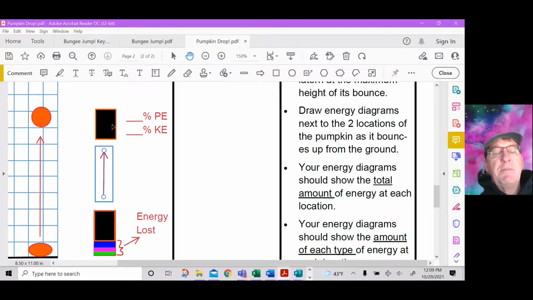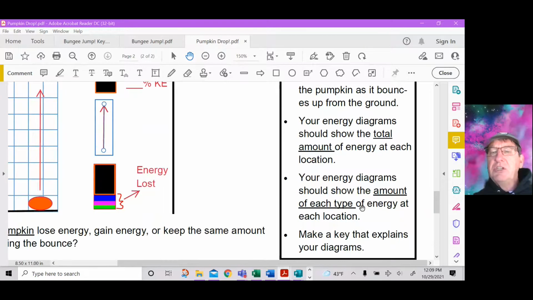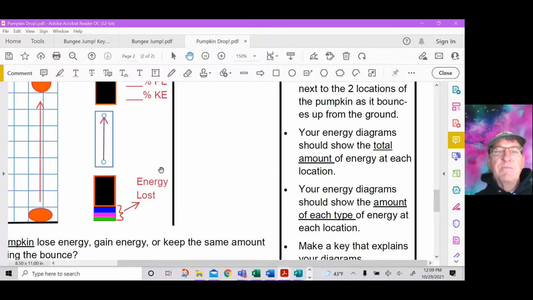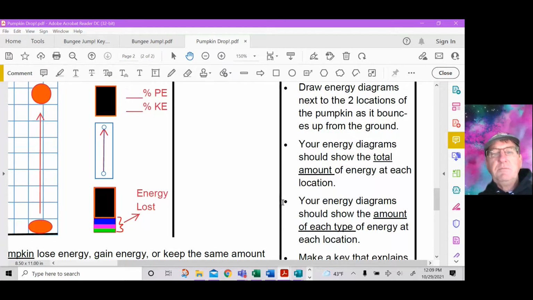And when it reached the top of its bounce, how much is potential, how much is kinetic? I have to show the amount of each type of energy. Yeah, I think I've done that, except for this one that I want you to think about.